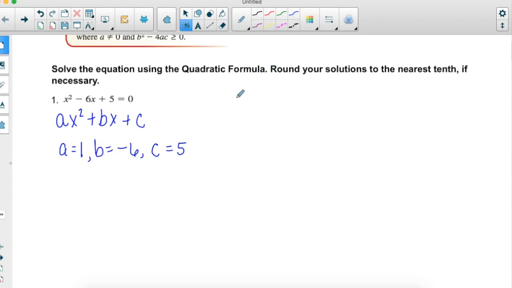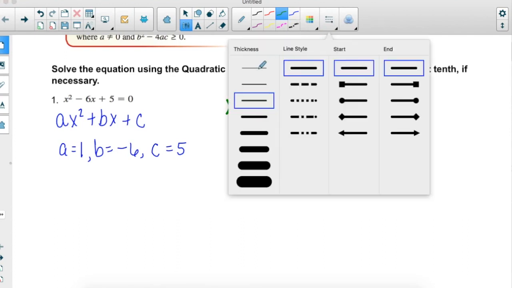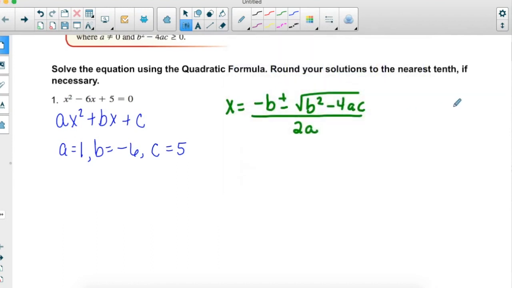So the quadratic formula, we're going to go ahead and write it down. X equals negative b plus or minus the square root of b squared minus 4ac, and all of this is over 2 times a. Okay, so we're going to go ahead and substitute, and that way we can solve the equation. Wherever a is, we're going to plug in a 1, for b we're going to plug in negative 6, and for c we're going to plug in a 5.